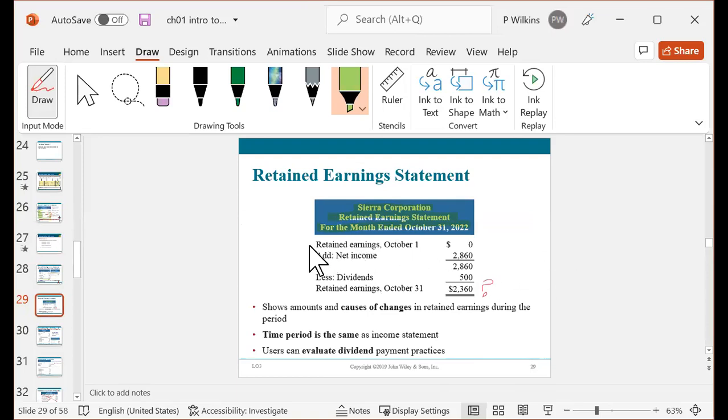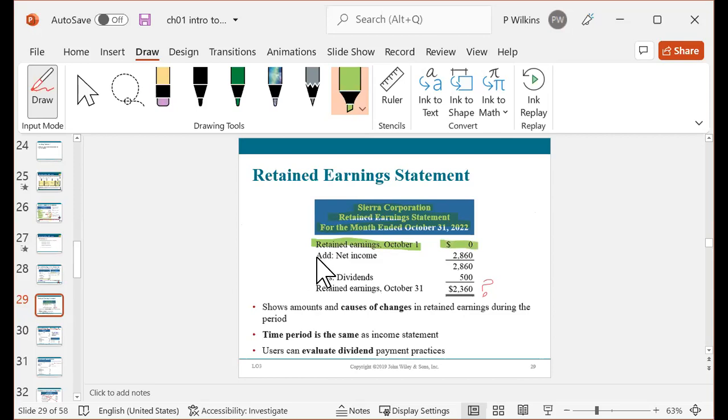Okay, so the first line is the date of the period starting. Since this is for a month, it's going to be the first day of the month. If it was for the year, it would be the first day of the year. So this is the retained earnings on October 1. Now, if your problem does not tell you what the starting retained earnings are, you assume they are zero. Every once in a while, you are going to get a problem and it's going to have a number for retained earnings. If it has a number for retained earnings in your problem, that is the starting retained earnings number. If they do not give you a number, you assume it is zero. Okay, so in this one, it is zero.